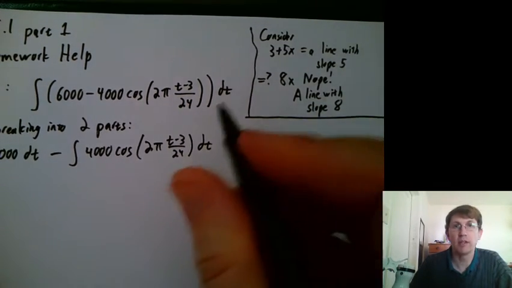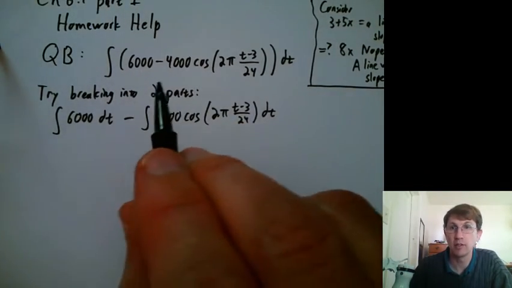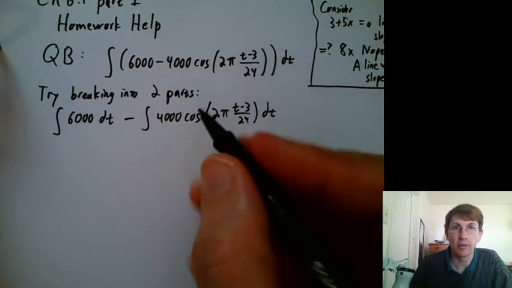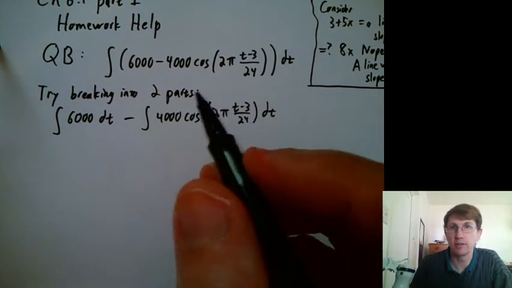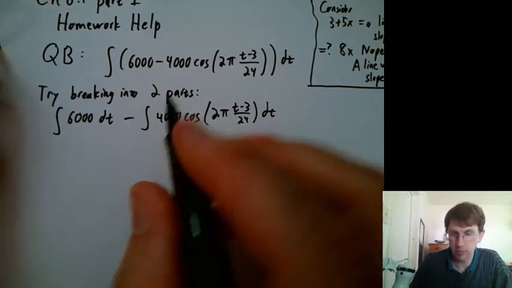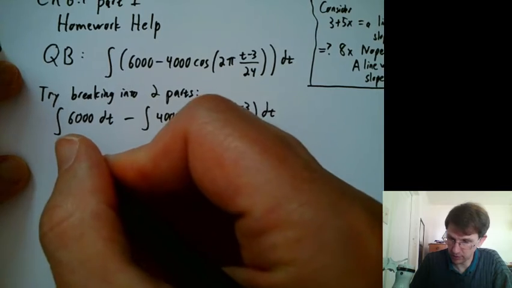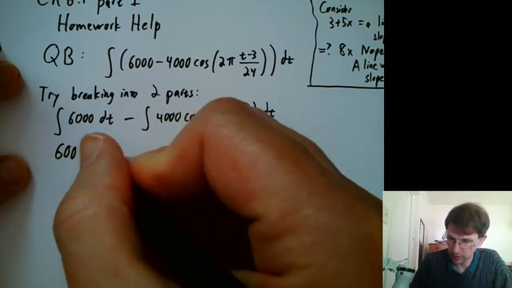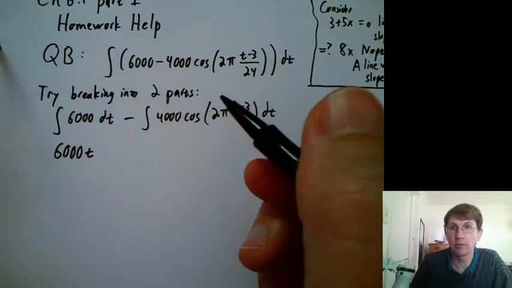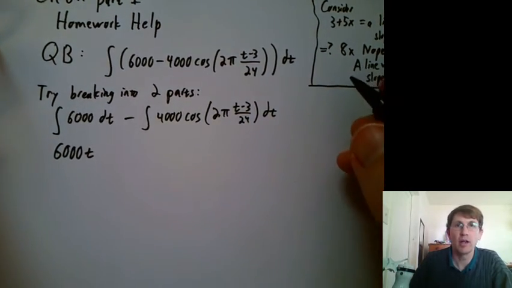So that's one way of seeing that we can't just collapse the 6,000 and the 4,000 into just 2,000. That changes the amplitude, that changes the center line, we don't want to do it. Once we've broken this into two parts, this part is fairly straightforward, right? So we can just say the integral of 6,000 is 6,000t, and we're done. We could do a plus c, but we'll leave that for the very end.